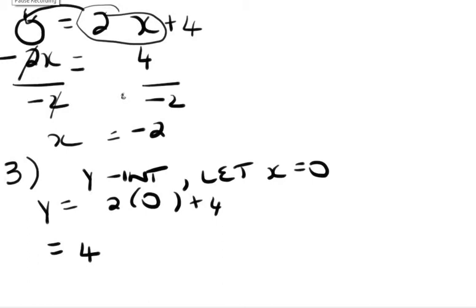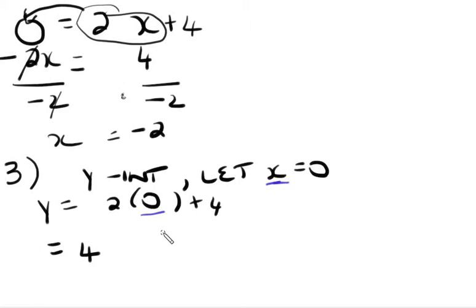Now we go on to find the y-intercept. And how do we find our y-intercept? By letting x equal 0. In other words, where we see x, we substitute 0. So instead of having 2x + 4, we have 2 times 0 + 4. And 2 times 0 is 0, plus 4 is 4. This gives us our y-intercept.